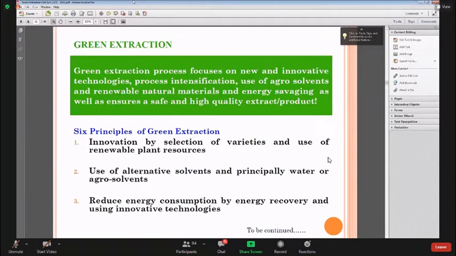There are 6 basic principles of green extractions. Number 1, we are looking forward to some innovations by selection of new varieties and use of renewable plant resources. Basically, the over-exploitation of natural resources, especially the plant resources, and ill-controlled harvesting is a problem. It is a threat for the preservation of biodiversity. There are several examples of very important plant species that have become extinct, especially due to over-exploitation.